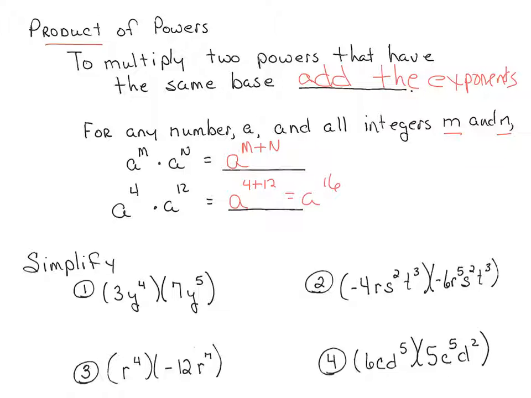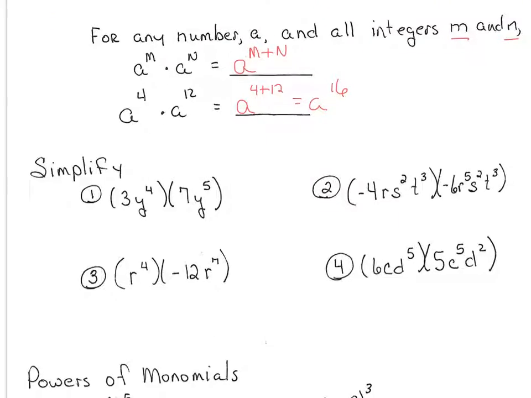So if we're going to simplify some expressions, I'm going to multiply the real parts together, 3 times 7, and then we'll multiply the y expressions together. So 3 times 7 is 21, and our rule says that if we have the same base, we can add the exponents. So 21y to the 9th.